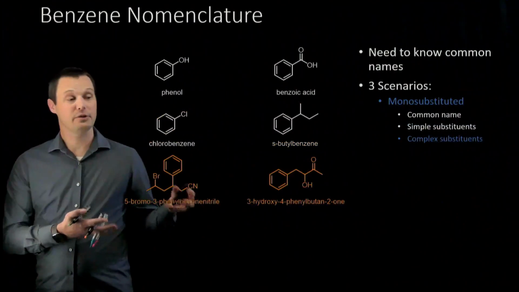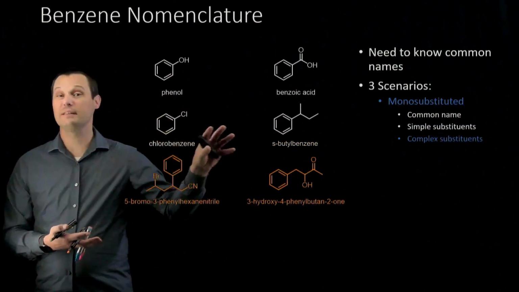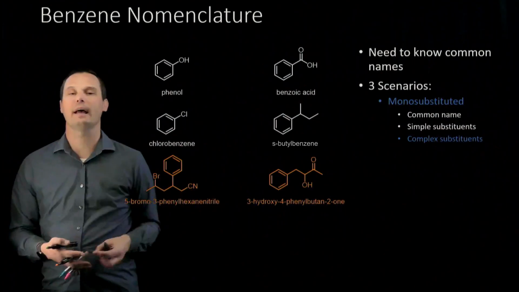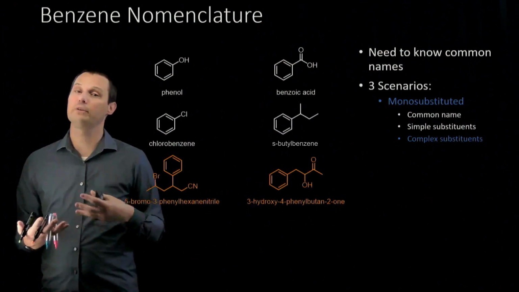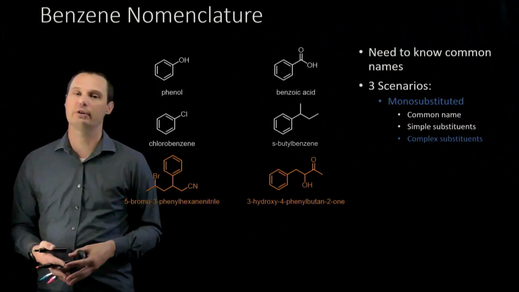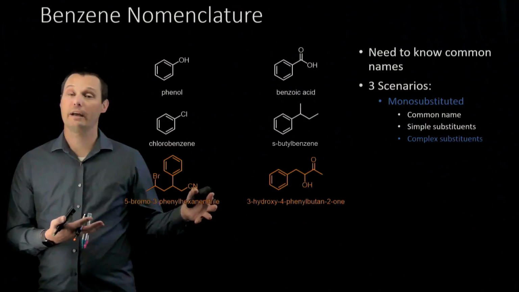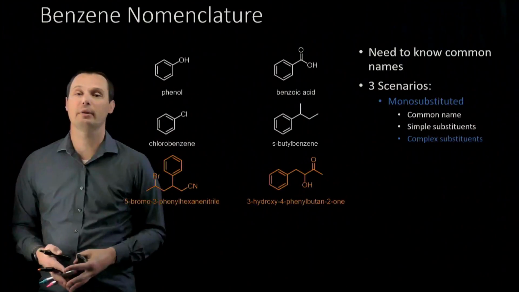If the group coming off the benzene ring is sufficiently complicated, if it's not just a simple substituent on a benzene ring, then we flip it around and we name the hydrocarbon as the parent and the benzene ring as a phenyl substituent on the longer parent hydrocarbon. Now, this is not a video on how to name these simple substituents or how to name more complicated hydrocarbons. I have a whole playlist on IUPAC nomenclature that I'll link to down below.